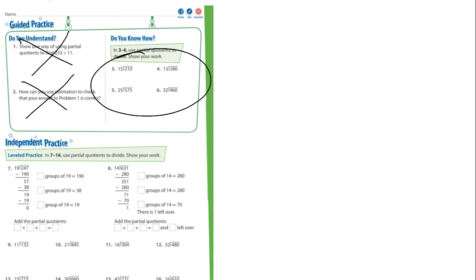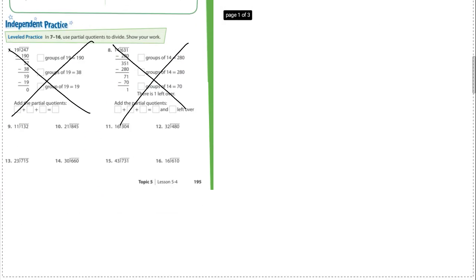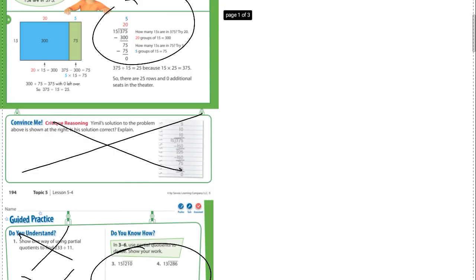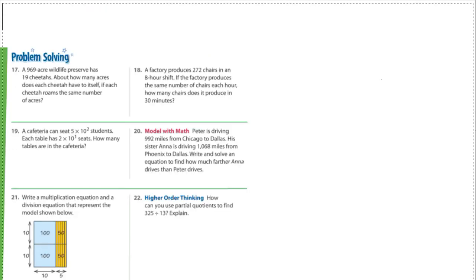So I want you to do 3, 4, 5, and 6. I'm not worried about 7. I'm not worried about 8. What I do want you to do is 9 through 16. That's at the bottom of page 195. And the next page, let's take a look.